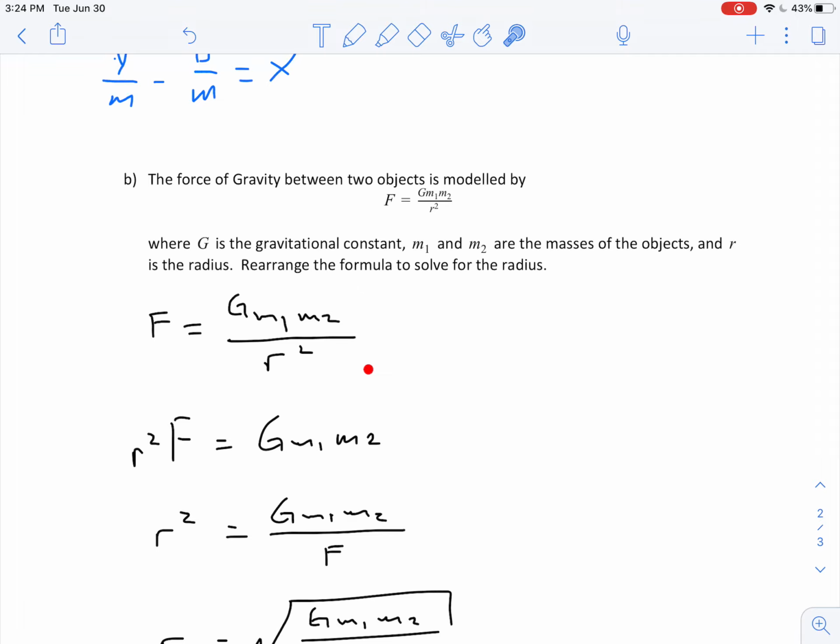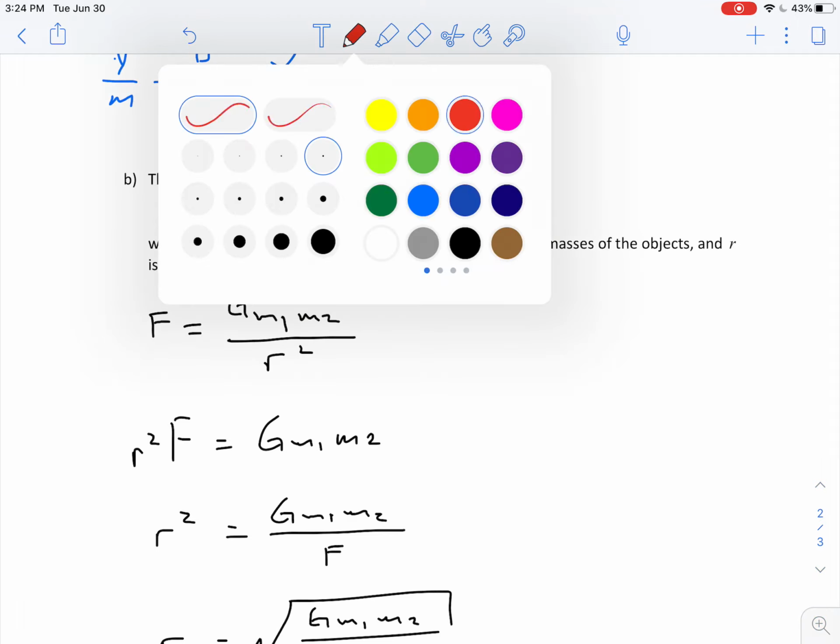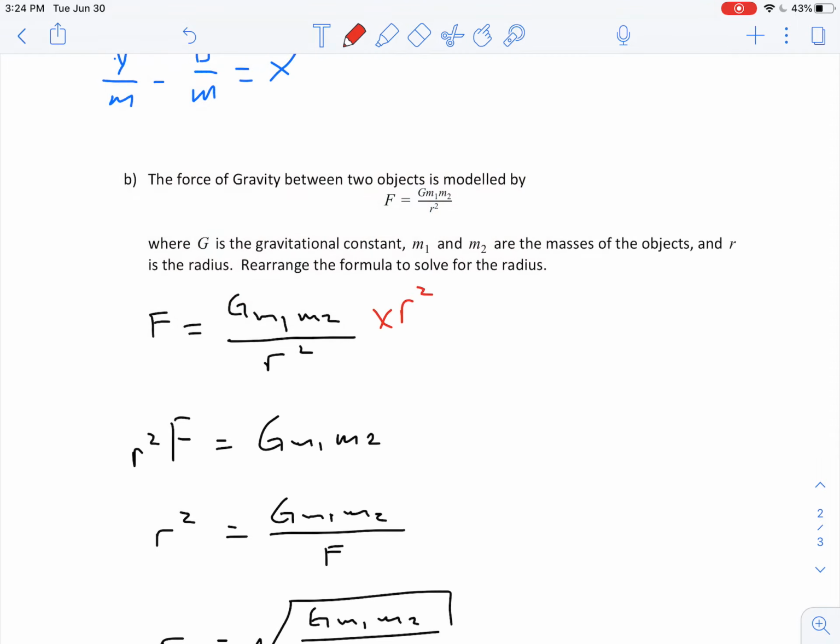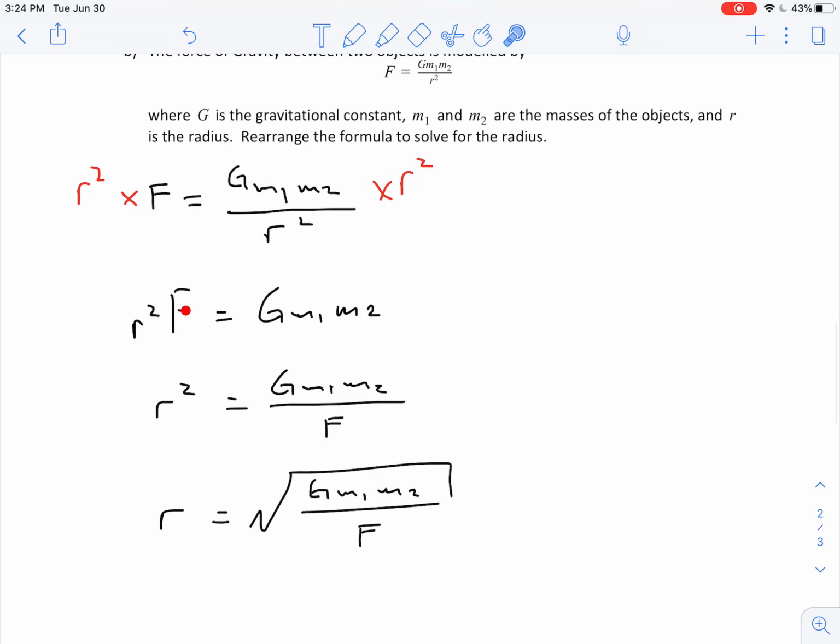Well, if I multiply this side by r squared, I'm just going to write that in. If I multiply this side by r squared, I have to do it to the other side too, right? R squared. So now I have r squared times F is equal to g m1 m2. So I got rid of that fraction. Now r squared is being multiplied by F. So I divide both sides by F. Divide by F, divide by F. So I'm left with r squared is equal to g m1 m2 divided by F.